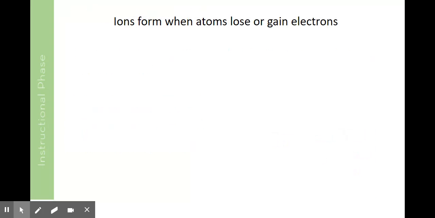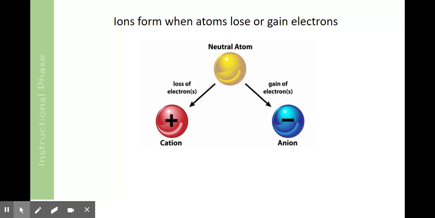So ions form when atoms lose or gain electrons. An atom is overall neutral. If an atom loses negative electrons, if something that's neutral loses negative charges, it becomes positive. Now, if a neutral atom gains electrons, so it's neutral, it's gaining more negative charge, it becomes negatively charged.